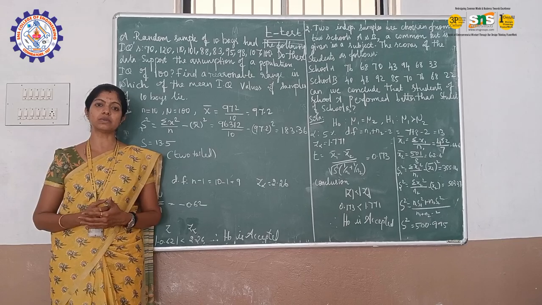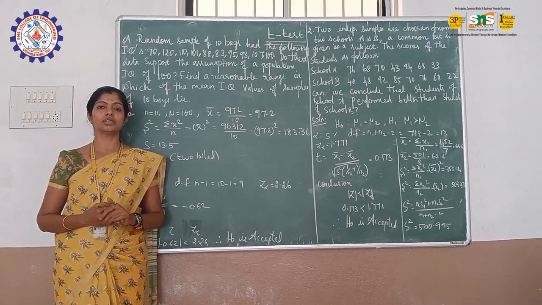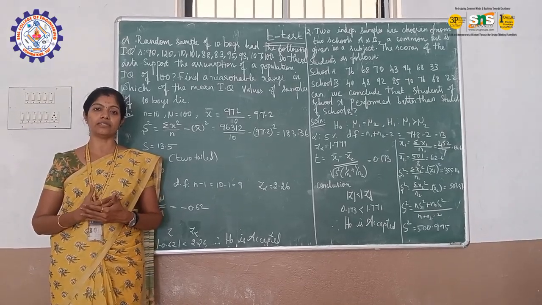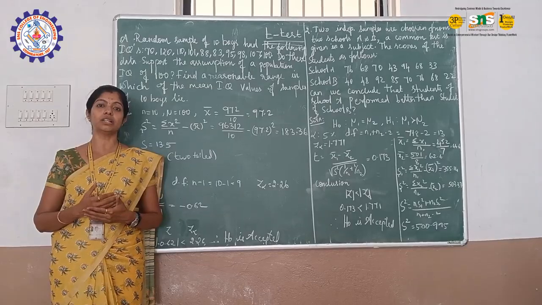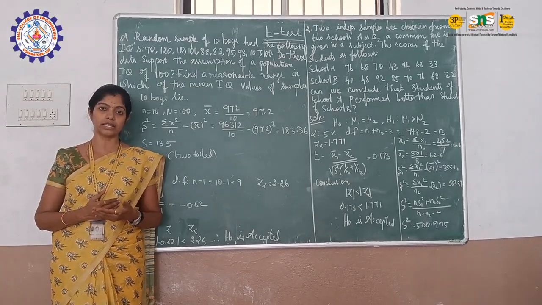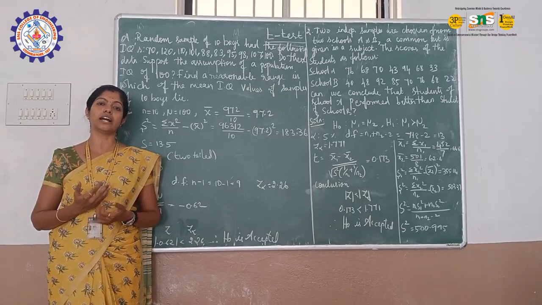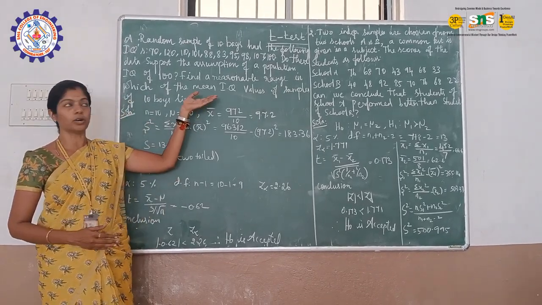In small samples we are having three types. One is t-test, another one is f-test, another one is chi-square. If you are having the data based on the average, you have to go for t-test. If you are having the data based on variance, you have to go for f-test. If you are having observed frequency and expected frequency, you have to go for chi-square. Now we are going to move into our problem.